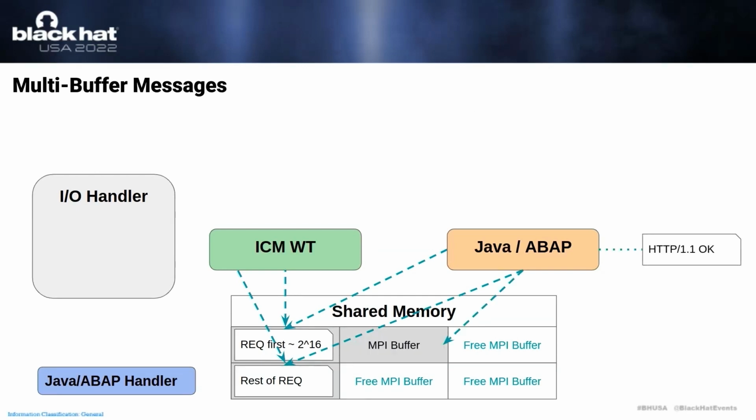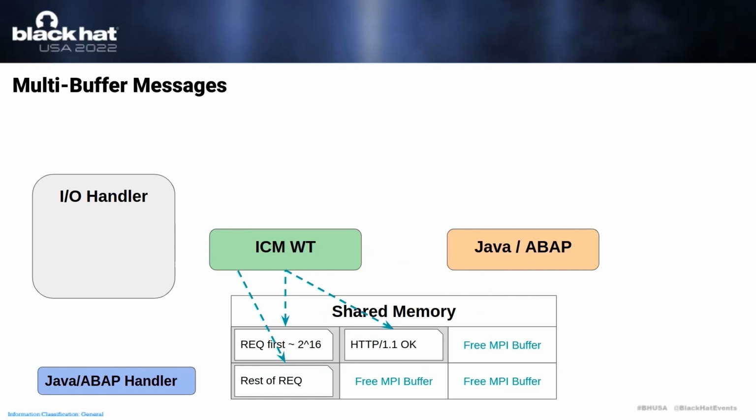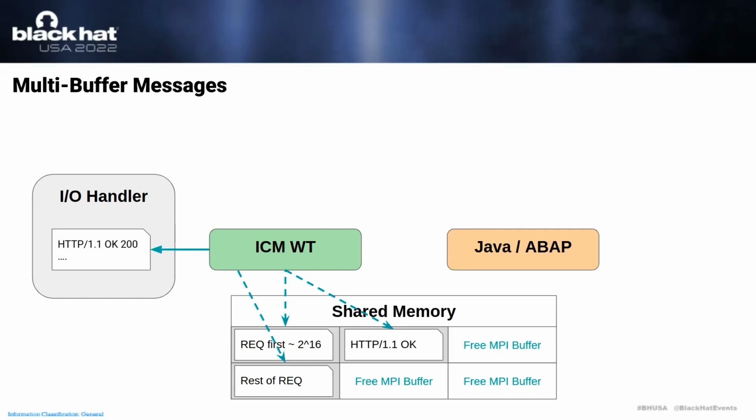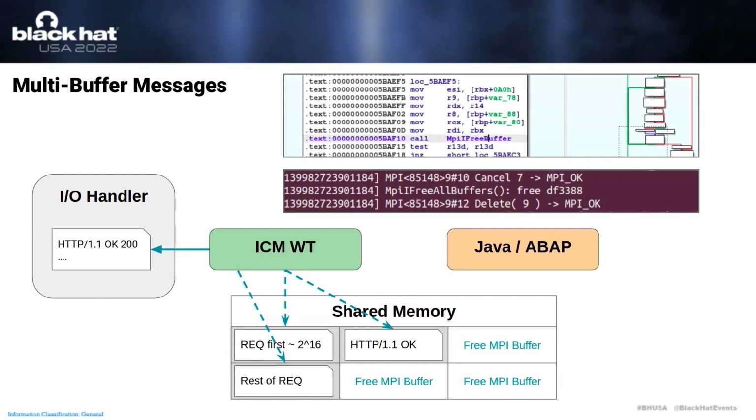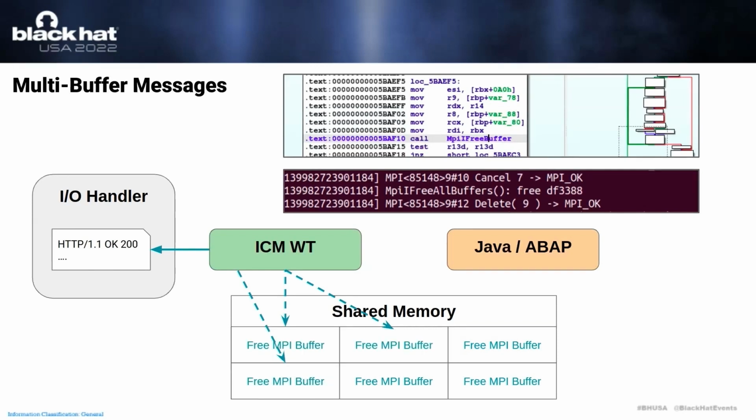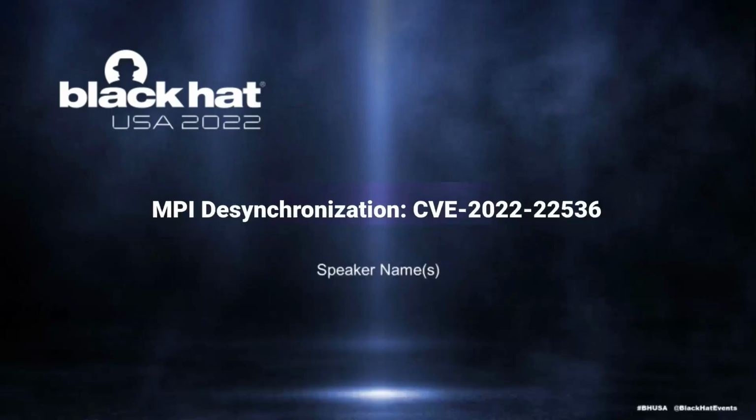It will store the response in an MPI buffer and send a reference back to the worker thread. And the worker thread will now be able to forward the response back to the input-output handler, which will forward it to the client. And now, as there was more than one buffer used for this request, instead of freeing each of these buffers one by one, the MPI free all buffer function is going to be called so that all buffers are freed. That is, all buffers associated with the worker thread. And now the references will be lost again.